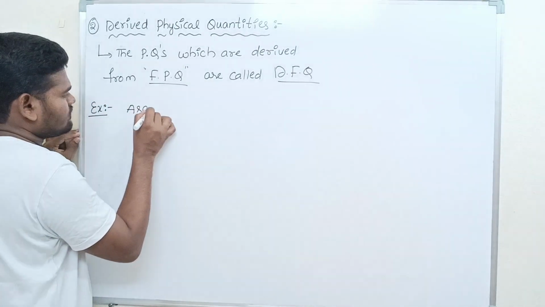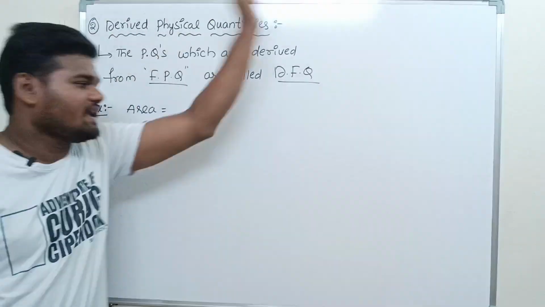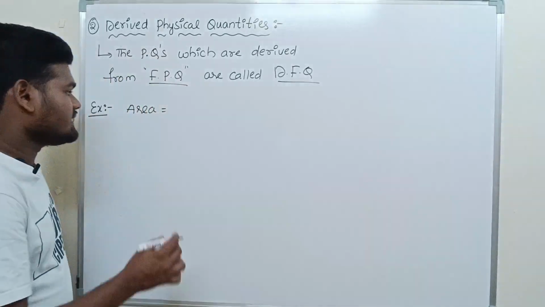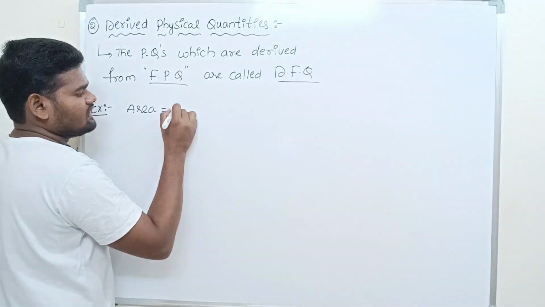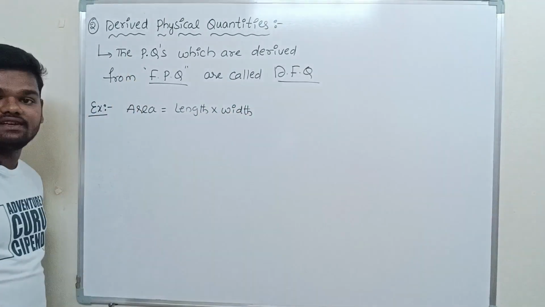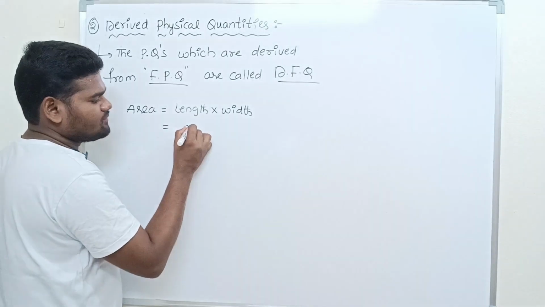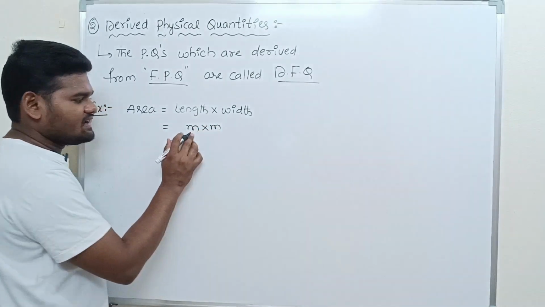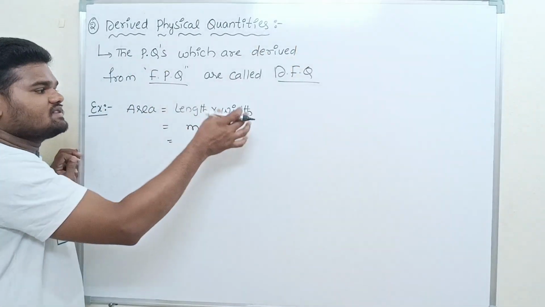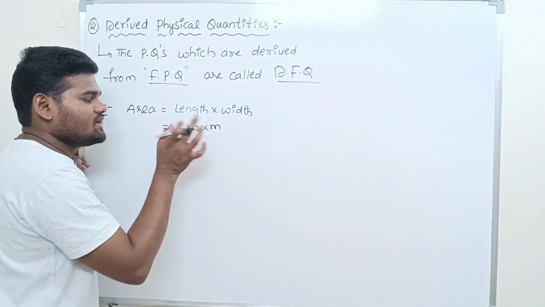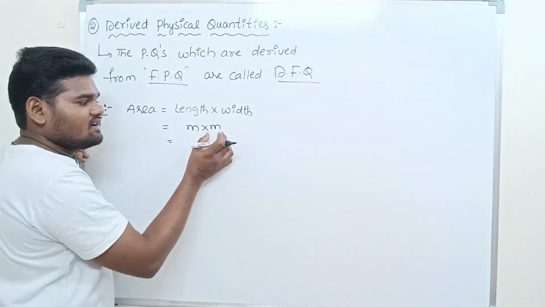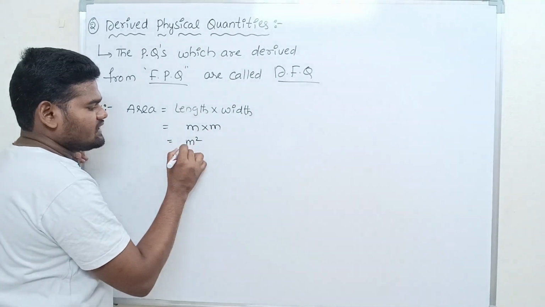Area. What is an area? If you want to find the area of this board, what will you do? You take the length of the board and the width of the board. So area is equal to length into width. The SI unit for length is meter, and width is also a length, measured in meters. So both we measure in meters only, then we get meter square.